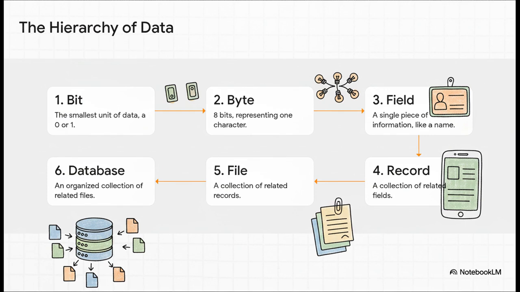And data has this really neat structure, kind of like building blocks. It all starts with the smallest possible piece, a bit. Just a single 0 or a 1, that's it. Put 8 of those together and you get a byte, enough to represent a single letter, like A.